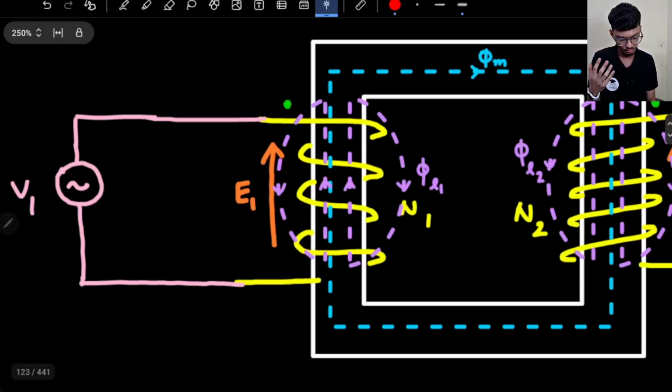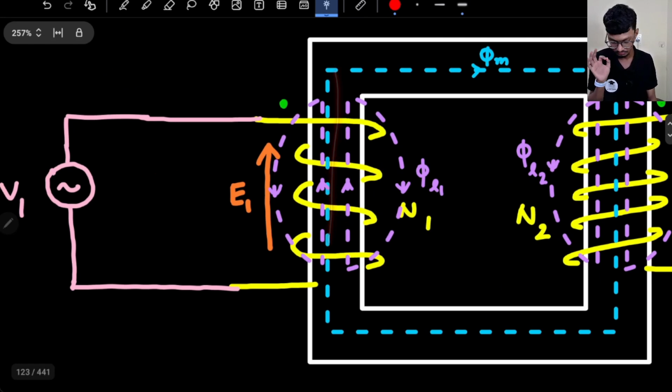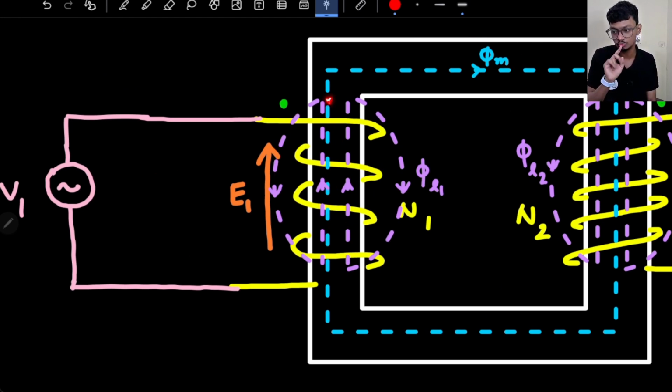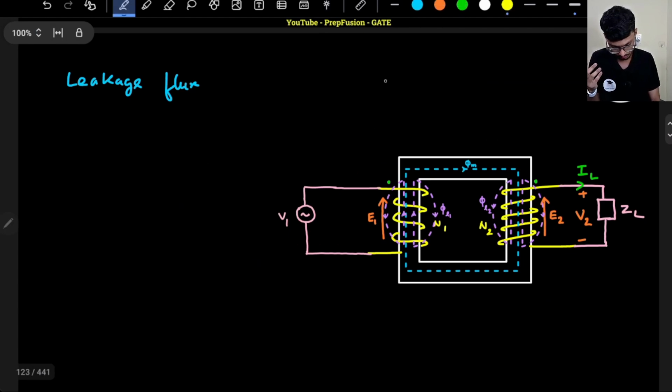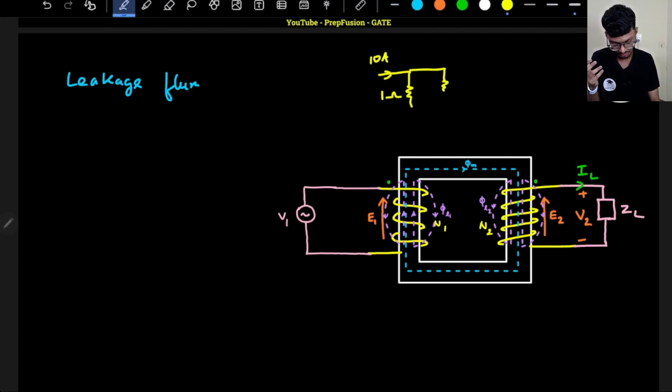What do I mean? Let's say only flux phi m is flowing. Once it reaches this point, it has three options. One is to complete the loop here, or go through the core and complete the loop. It is just like a parallel connection. Say this is a current of 1 ampere, or 10 amperes, and I have a resistor of 1 ohm here, and resistors of 1000 ohms here and here.